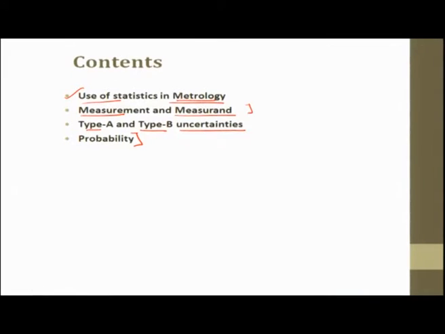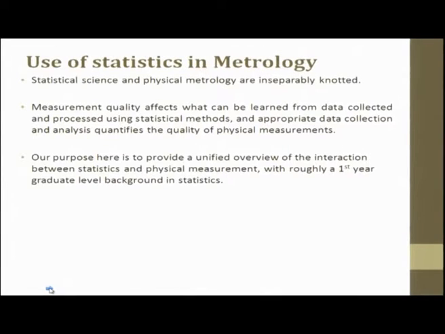So this is just an introductory lecture to certain statistical concepts. Statistical science and physical metrology are inseparably knotted. What I mean to say is that metrologists have long understood that statistics cannot be separated from the physical methodology, because certain statistical methodologies and models have been useful in the past, and other models are being developed in future, which are useful to generate knowledge from the data that we have obtained from metrological measurements.